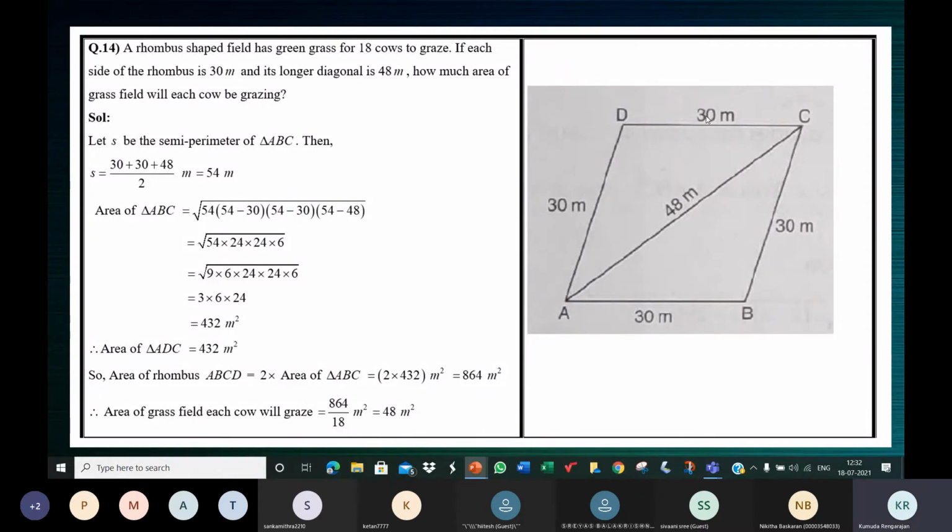This is one way of finding the area of the rhombus. That is finding the area of one triangle. The area of the other triangle will be the same as this triangle because it has the same sides 30, 30 and 48. Then the area of this triangle plus the area of this triangle will be the area of the rhombus. And since 18 cows have to share the grass here, each cow's share will be the total area divided by 18, which is 48 meters square. We're done with this.